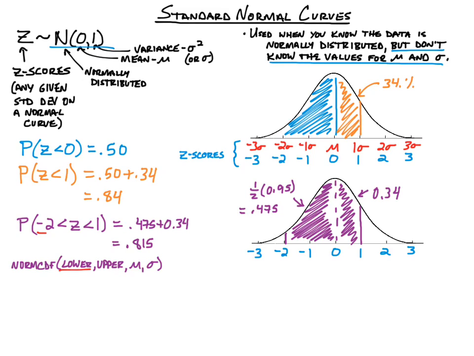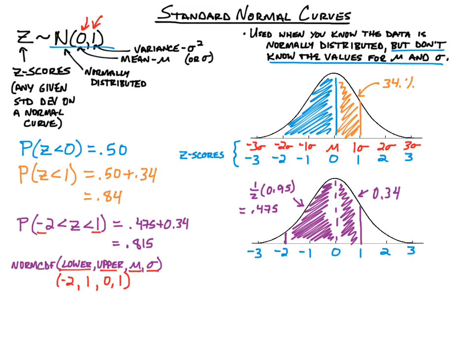So we would put into our normal CDF function in the calculator -2. Our upper bound is going to be 1. That's where we want to stop looking. Our mean, well, up here we said our mean is 0, so we'll just put in 0. And our standard deviation, well, up here our variance is 1 squared, so the standard deviation is 1. So we put in 1 there. That's a standard deviation value, not the variance value.